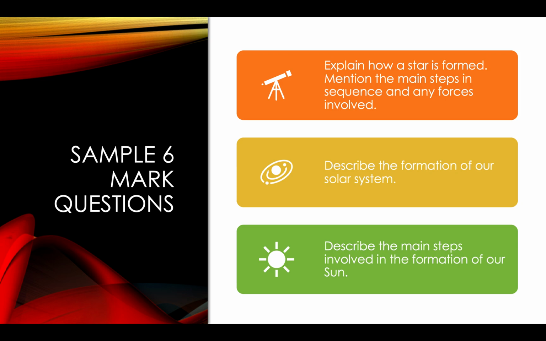Okay, here is a couple of example 6-mark questions I've taken from past paper questions. So the first one there, explain how a star is formed. Second one, describe the formation of our solar system. And the third, describe the main steps involved in the formation of our sun. They're all asking about the same thing: how is a star created? Our sun is a star. The solar system really depends on the sun, which again is a star.